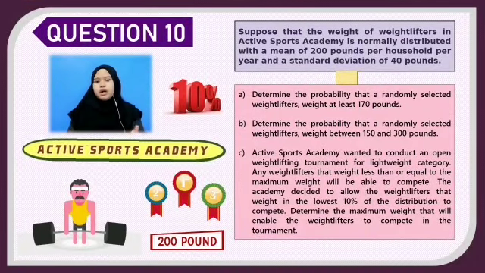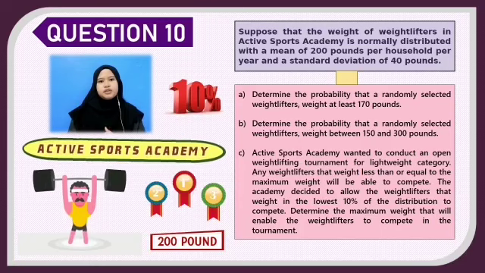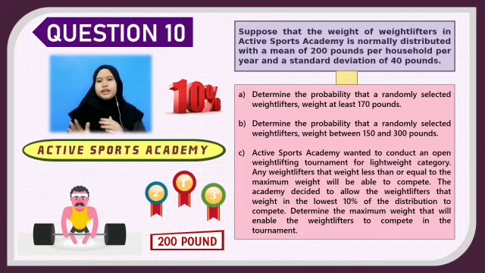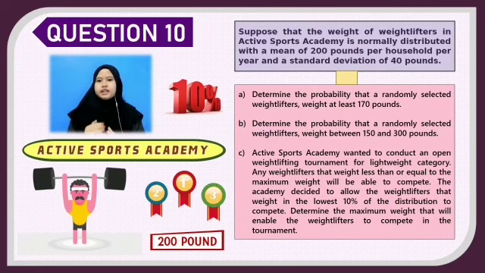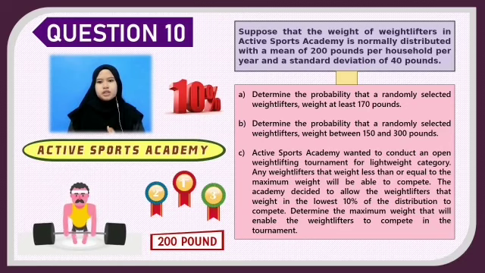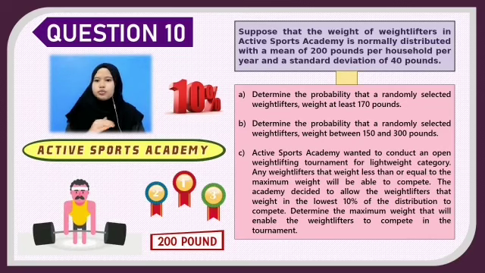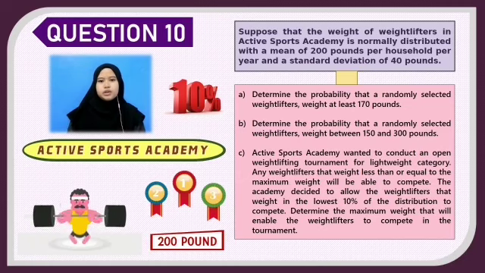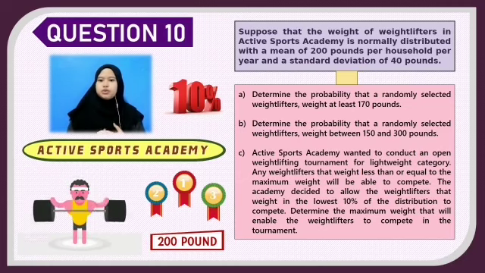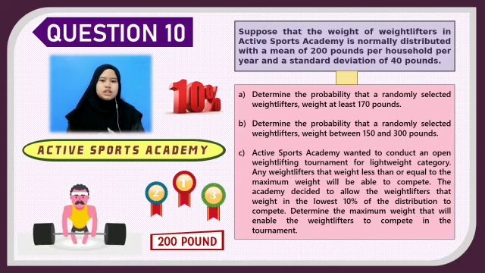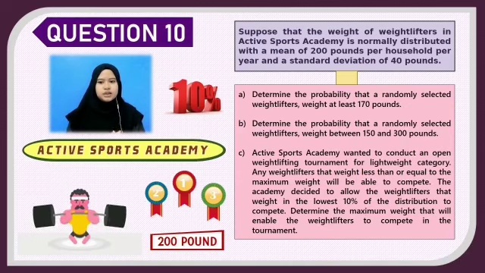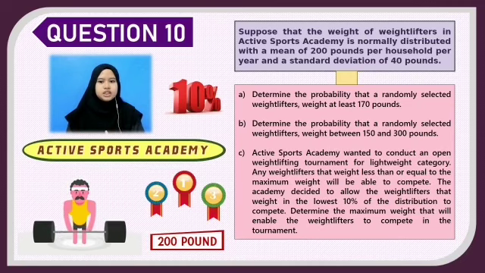Next, I will explain to you how to solve question number 10. Suppose that the wage of visitors of Active Sport Academy is normally distributed with a mean of £200 per household per year and a standard deviation of £40. From this statement, we know that this question is under the topic of normal distribution, as it is stated normally distributed in this question. We also get to know that the mean is equal to 200 and the standard deviation is equal to 40. There are three questions that we need to answer using this information, which are 10A, 10B, and 10C.